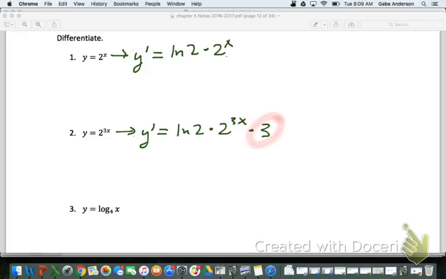If we wanted to compare, technically wouldn't there be a 1 right there on number 1? But of course we probably wouldn't write that because it doesn't really need to be there.